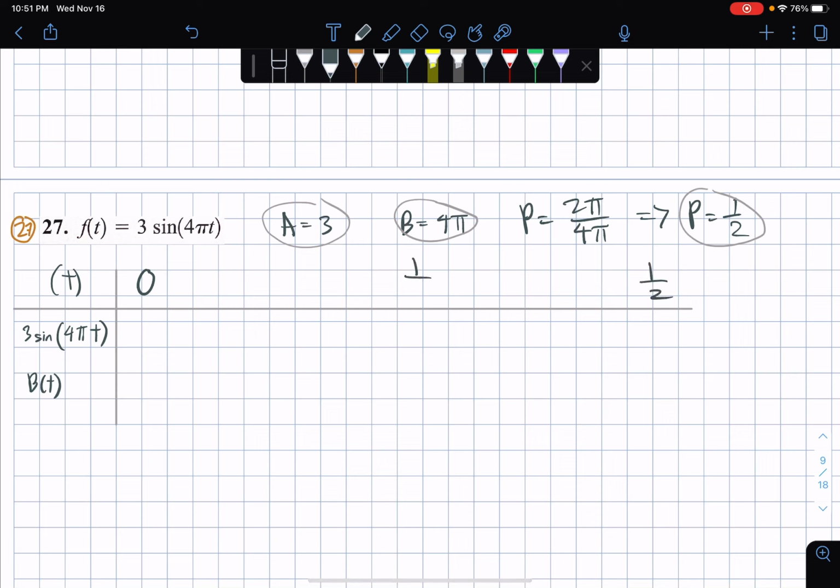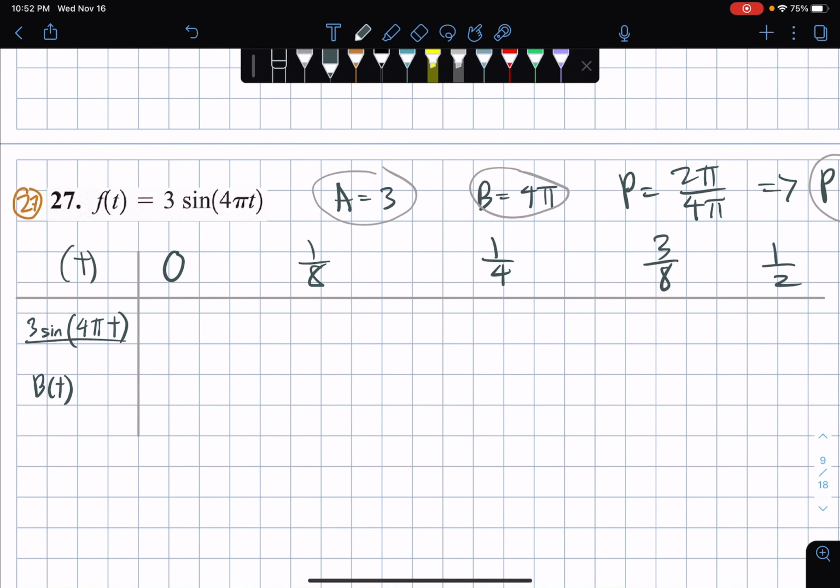1/2 divided by 2 is 1/4. 1/4 divided by 2 is 1/8. Assuming that they all have the same denominators, so I think this is 3/8. That's the missing value. Okay, now that we know the t values, let's multiply them with 3 sine 4 pi. So we get 0, 3, 0, negative 3, 0.